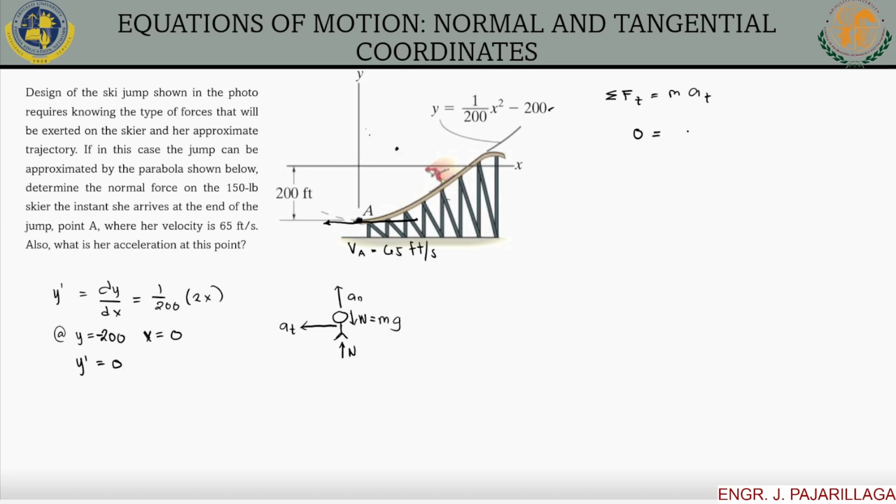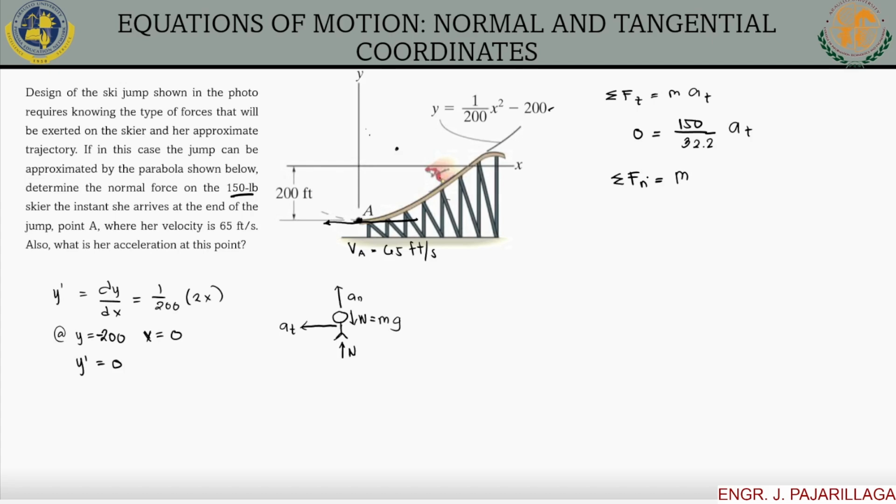Our mass, binigay ba yung mass? So, unfortunately, hindi rin. 150 pounds, so that is a unit of force and not a unit of mass. So, we have to divide that by the gravitational acceleration, which is 32.2 ft/s². Okay? So, let's proceed with the normal component of the acceleration.